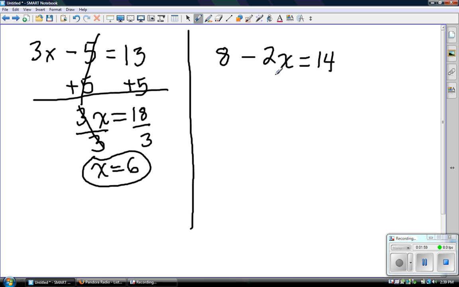What I'd like you to do now is to try the second example on your own by pressing pause, and then once you're ready, we're going to go ahead and solve it together.